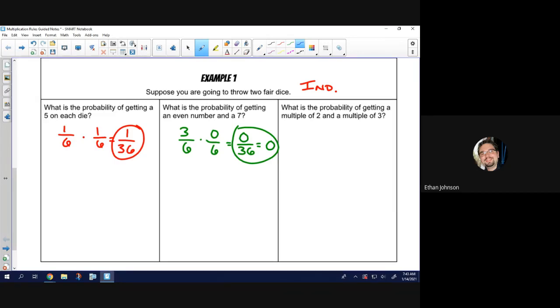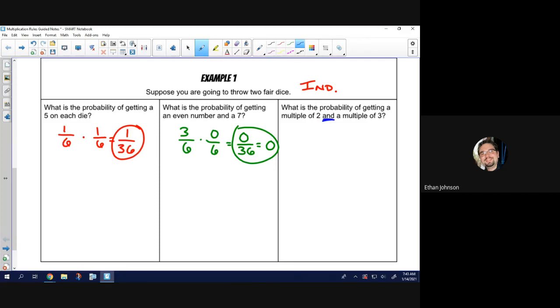Go ahead and try the third one yourself. It says, what is the probability of getting a multiple of 2 and a multiple of 3? Once again, and means to multiply.